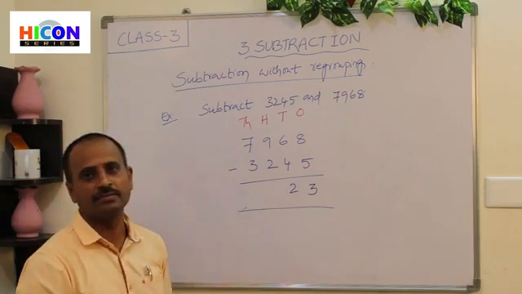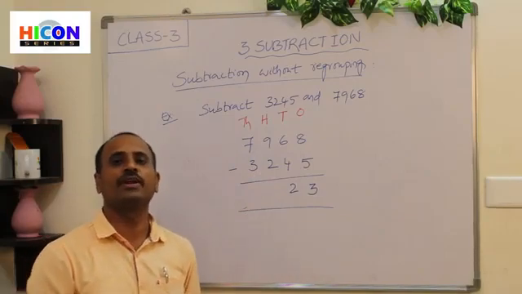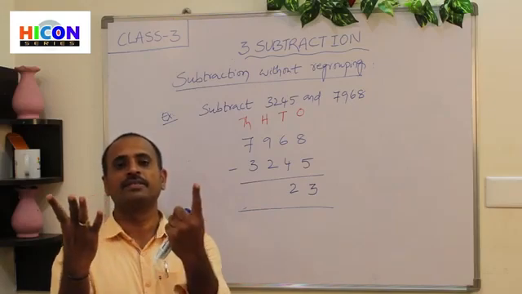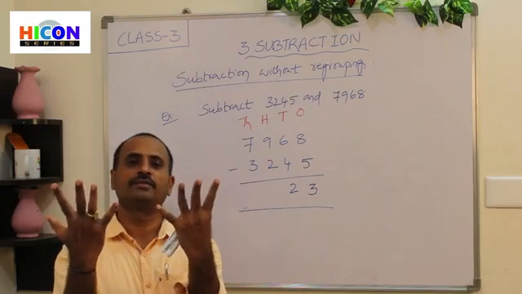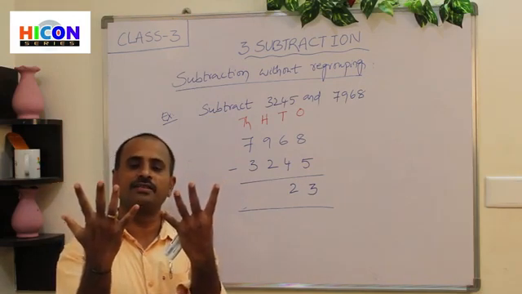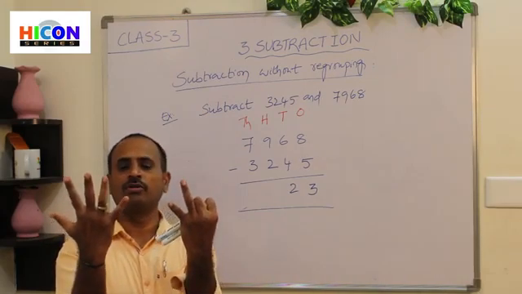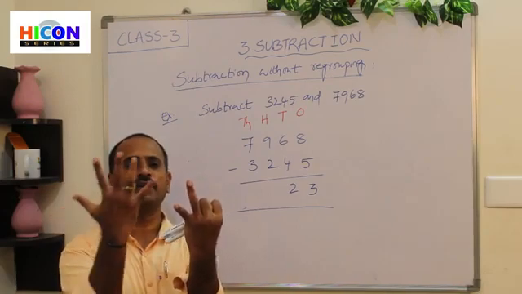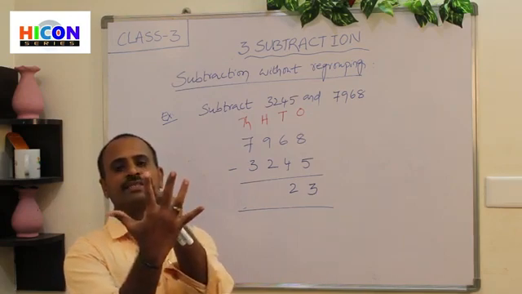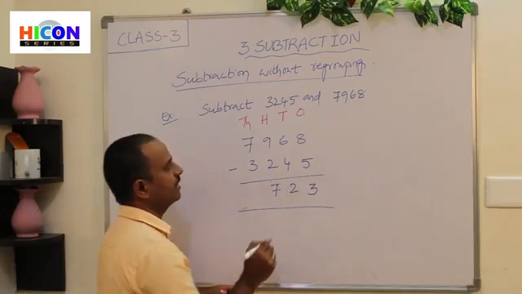Next go to hundreds place. In hundreds place, what is the first number? 9. So open 9 fingers of your hand. 1, 2, 3, 4, 5, 6, 7, 8, 9. What is the second number in hundreds place? 2. So close 2 fingers among these 9 fingers. 1, 2. Now count the remaining fingers. 1, 2, 3, 4, 5, 6, 7. There are 7 fingers left. So write 7 under hundreds place.